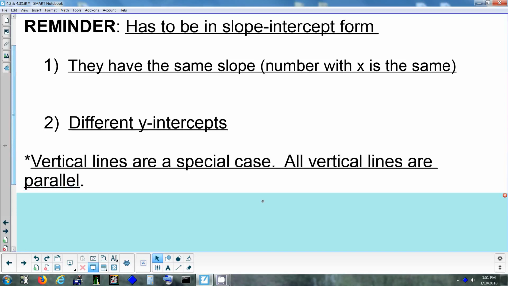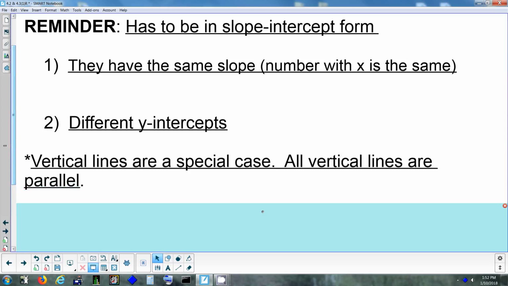Now, vertical lines, I don't think we'll talk about that too much. If they're vertical, straight up and down, all vertical lines are always going to be parallel. We're not going to give you any that deal with vertical lines. We just want to let you know that vertical lines are a special case because all vertical lines are parallel. How come we don't talk about slope with a vertical line? What is the slope of a vertical line? It's undefined. So we don't deal with it. That's why we can't say it's the same slope, because there really is no slope in vertical lines. It's a special case.